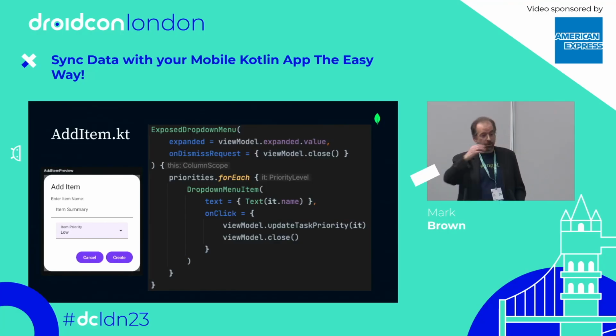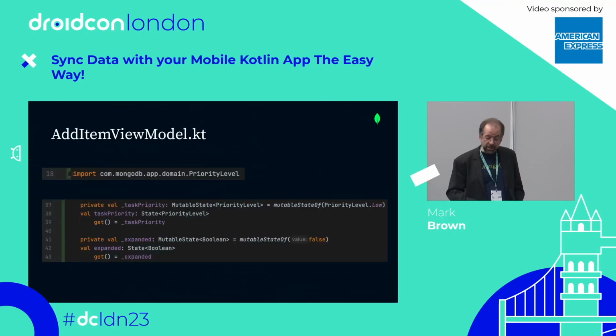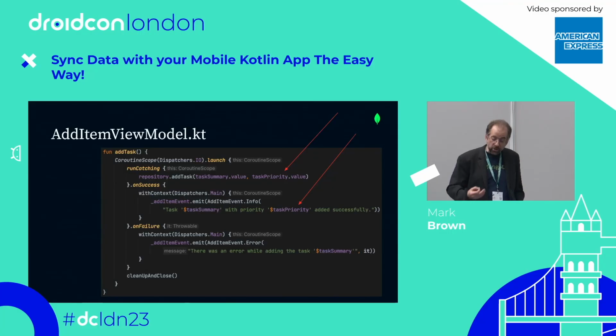So that little for each loop goes and populates the list. And then finally, we'll add this little click handler, the on-click, and that'll update the task priority in the view model whenever a selection gets made. We'll provide a string for the text label and add item, fine. And then in the add item view model, again, we'll import the priority level enum, and we'll add private variables for the task priority and the expanded state of the dropdown. So those get handled there. And then we'll add functions to update the task priority and to open and close the little dropdown list. And then the actual add task function, there's a parameter for the task priority value.